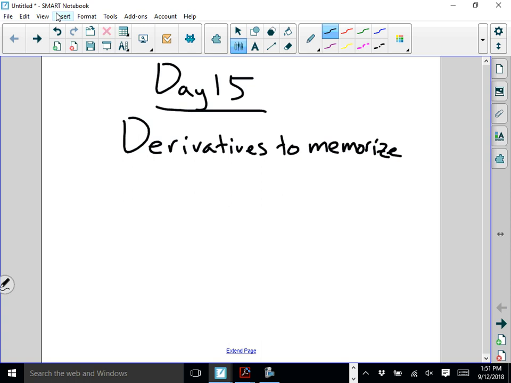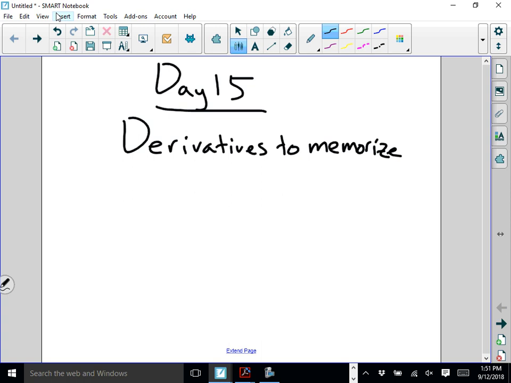Today's lesson is going to be about derivatives to memorize. There are certain derivatives that we'll talk a little bit in class about where they come from and how they get there, but long story short, these are derivatives that need to be memorized, and they need to be memorized accurately. So we're going to look at some derivatives of some trig functions, exponential functions, and logarithmic functions, to complement our power rule that we already know.